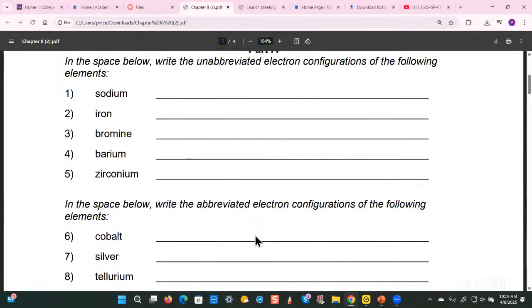Oh, remember, don't do silver yet. Silver is a bit different among these elements in terms of the rules, so skip silver and move on to the other one.